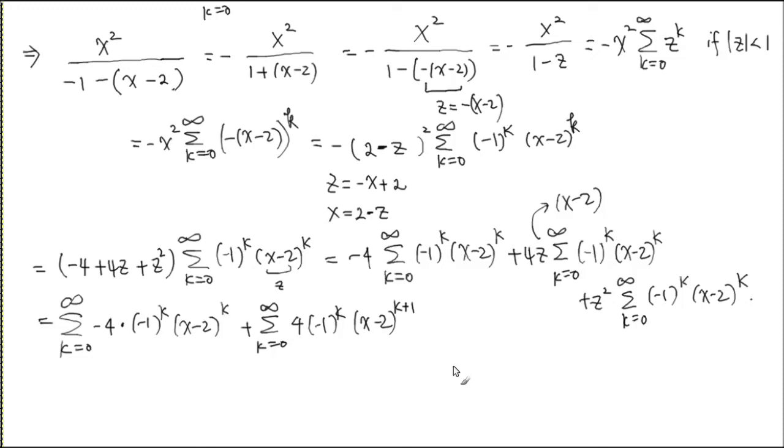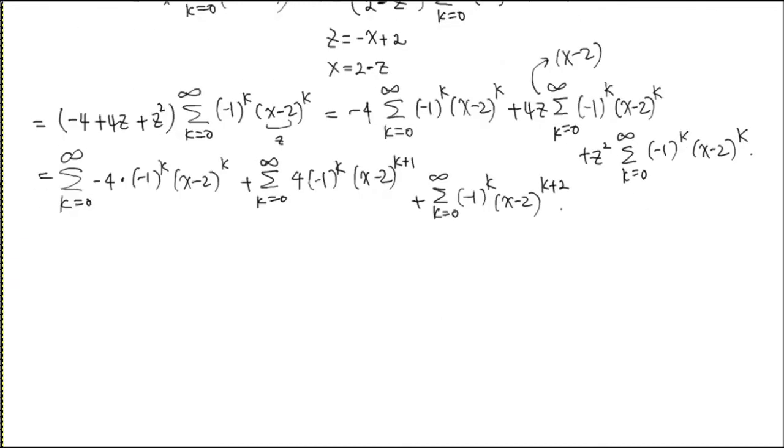And the third one is that z is x minus 2, so together with the kth power, it becomes the k plus second power. So here's k going from 0 to infinity, negative 1 raised to the kth power, x minus 2 to the k plus 2. So the three power series showed up, all absolutely converging within a radius of 1 around 2.